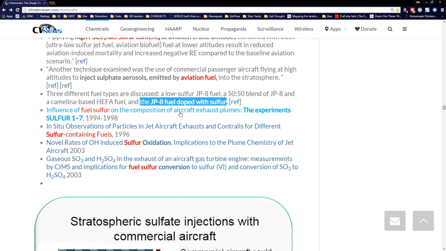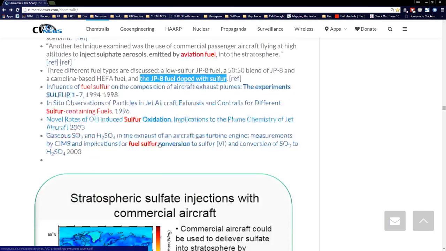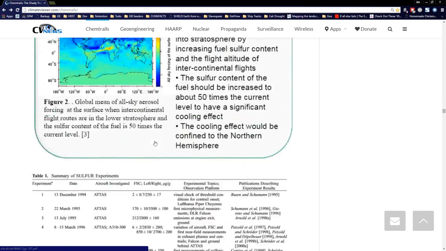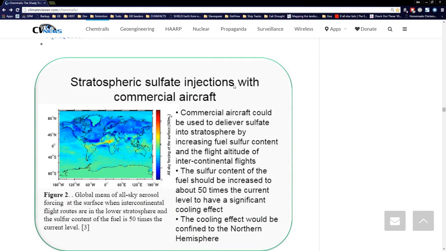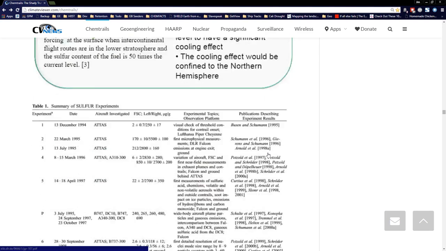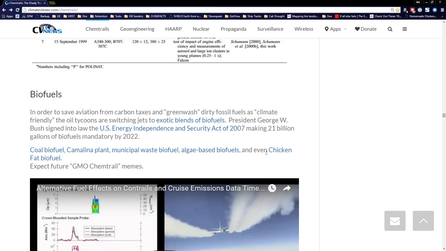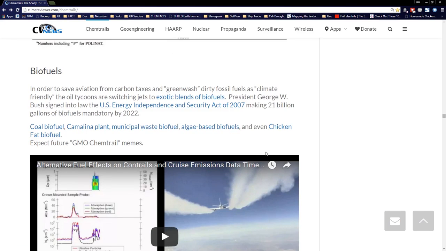Influences of fuel sulfur on composition of aircraft exhaust plumes. The experiments, Sulfur 1 through 7. You can see those right here. And then finally, stratospheric sulfate injections from commercial aircraft. Commercial aircraft could be used to deliver sulfate into the stratosphere, increasing fuel sulfur content and the flight altitude of intercontinental flights. So they're talking about dumping a whole bunch of sulfur into the gas tank, and that would cool the planet off, which would turn these heating contrails into cooling ones, and turn that contrail frown upside down.